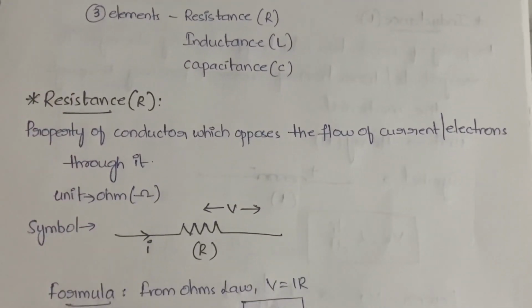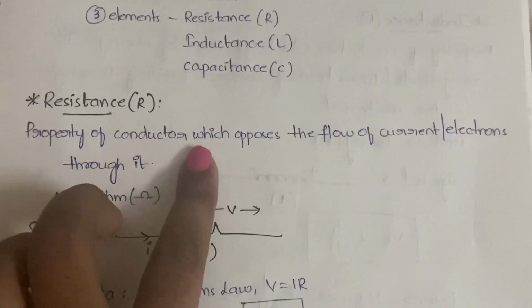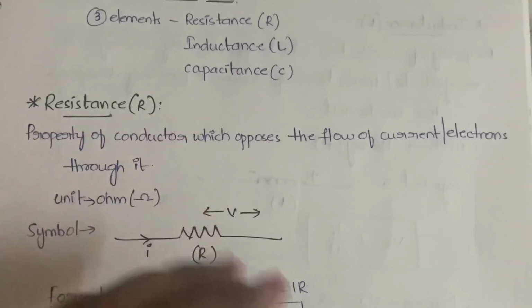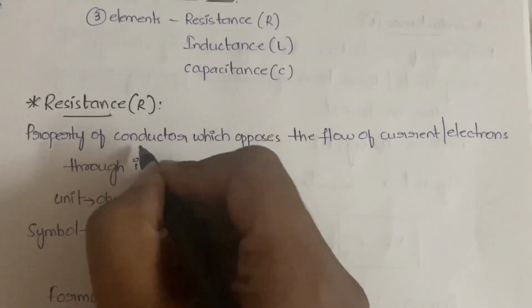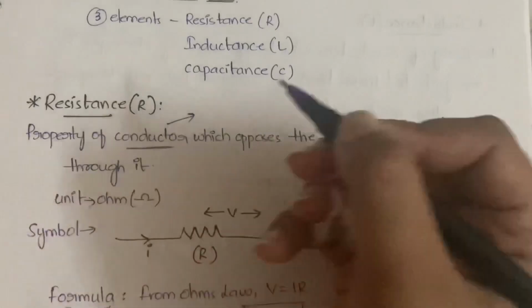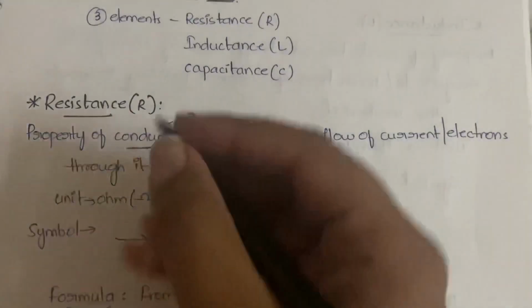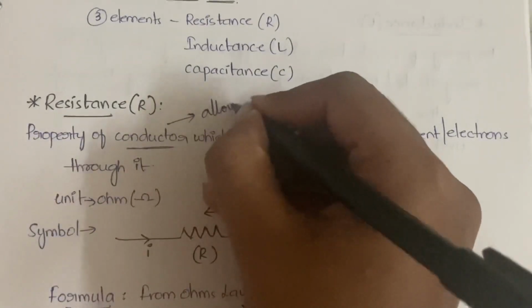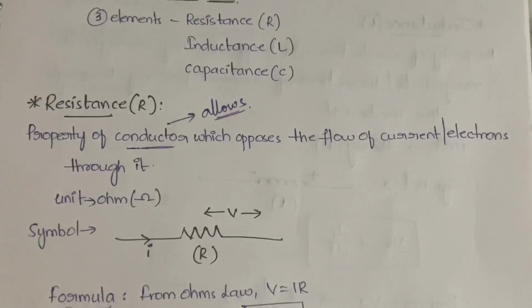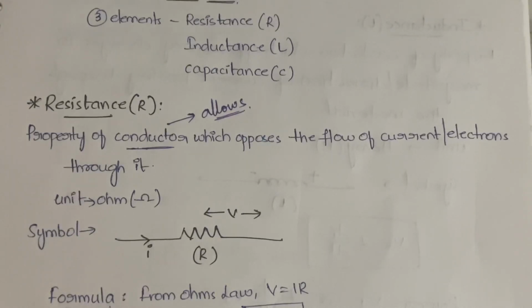First, resistance. Resistance is a property of a conductor, or you can take any material also, but that has to be a conductor. What do you mean by a conductor? Anything which allows the passage of electricity. Conductors, semiconductors, insulators, right? Insulators will not at all allow electricity. Semiconductors will partially allow, and conductors will allow the passage of electricity through them.